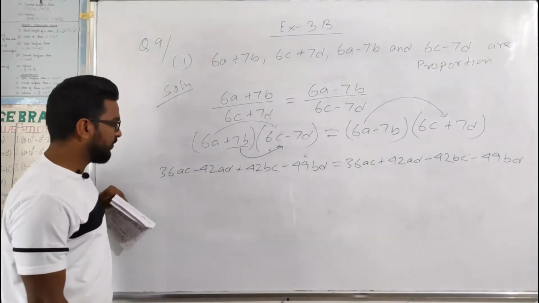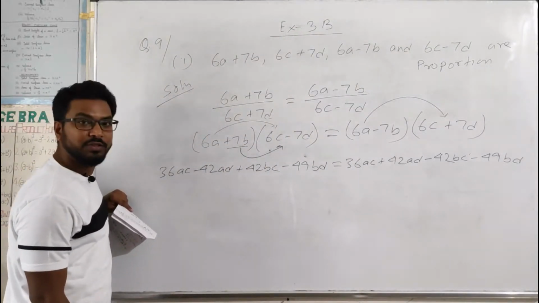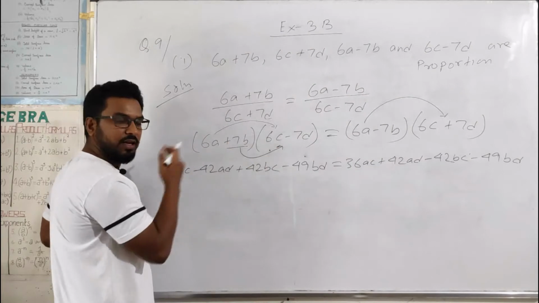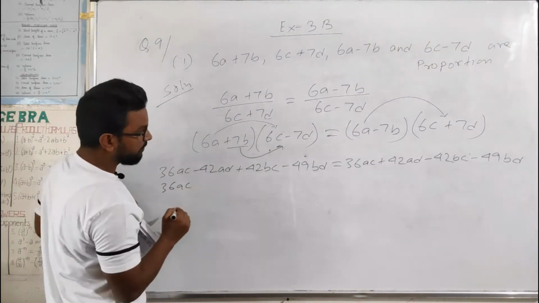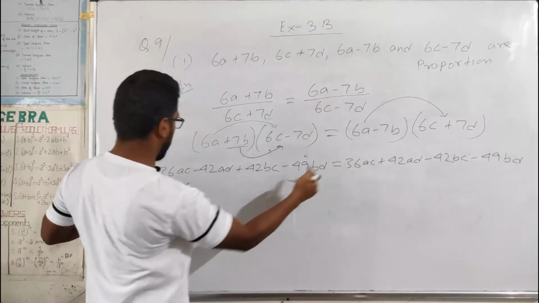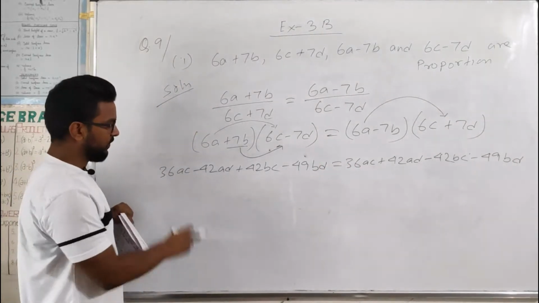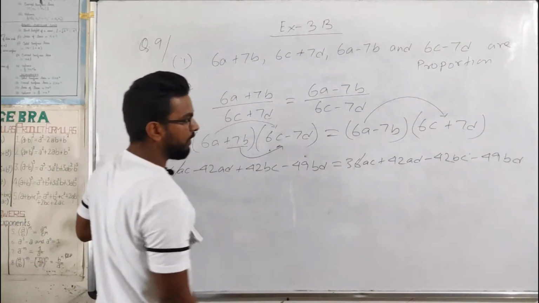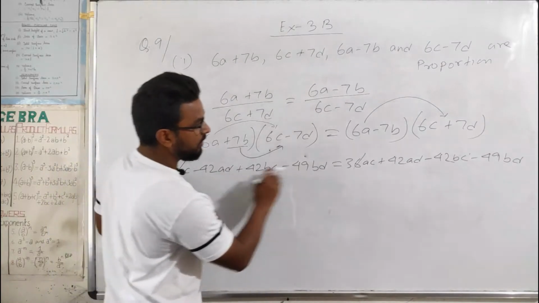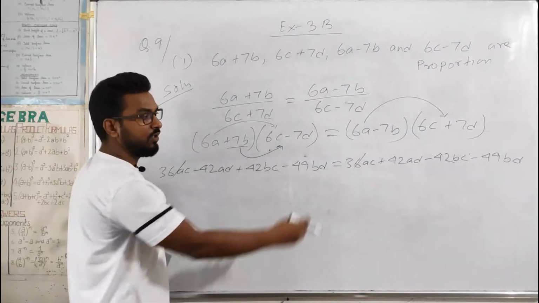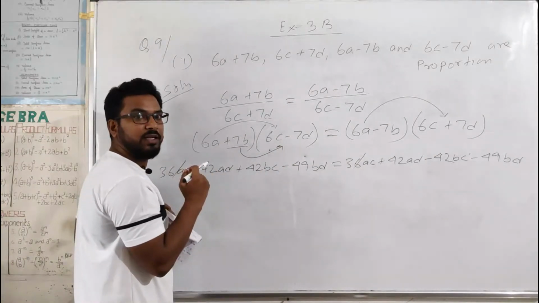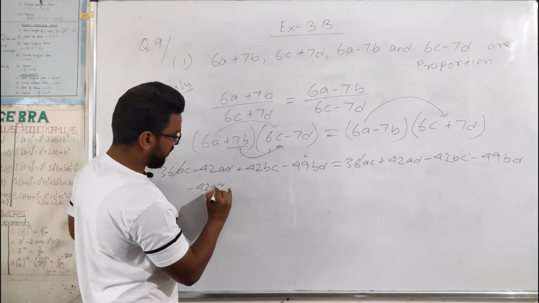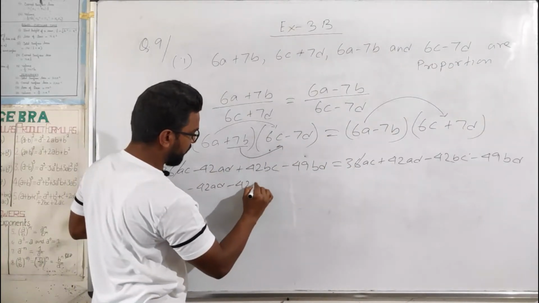Now what we'll do? We'll try to add all the like terms. AC, there is no AC on this side, so you try to bring all the AC terms to the left hand side. So 36 AC, if you bring this one, this will get cancelled. This 36 AC, and in the right hand side also 36 AC, you can cancel directly. Minus 42 AD, here it is plus 42 AD, so the sign is different. If you bring it to the other side, it will become minus 42 AD. So we'll write minus 42 AD. Try to bring this one to the left hand side, it will become 42 AD.